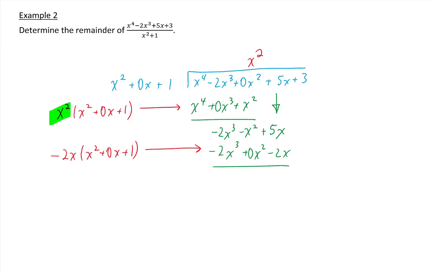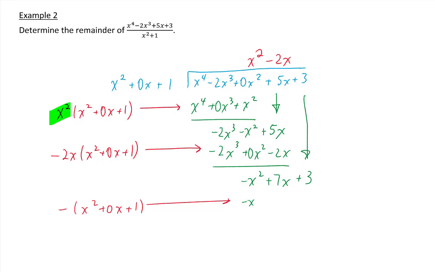Again, if we subtract, we're left with negative x squared plus 7x, and then we need to bring down the 3. Don't forget to add to your quotient. We multiplied by negative 2x, so we had to include that up here. And then finally, we need to get rid of the negative x squared, so we're going to multiply the divisor by negative 1.